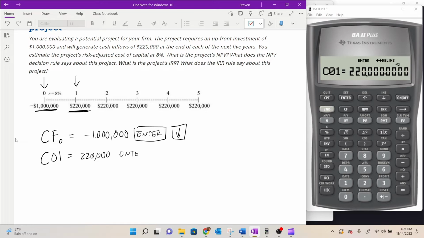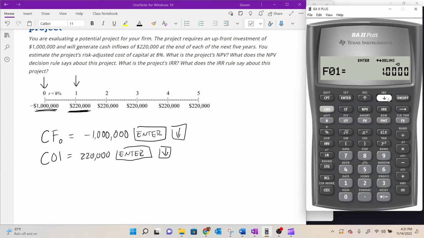And we pressed the enter key to store it. And then we're going to press the down arrow key to go to the next entry. So press the down arrow key, and now we get something a little bit different. We get F01 as the next entry that it is looking for. Now the F entries stand for frequency.